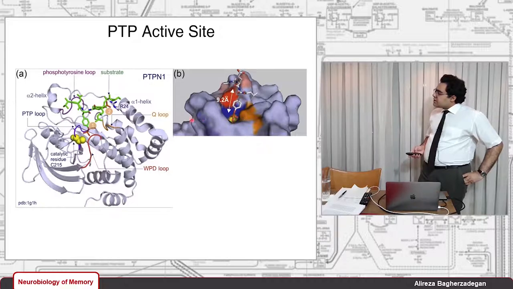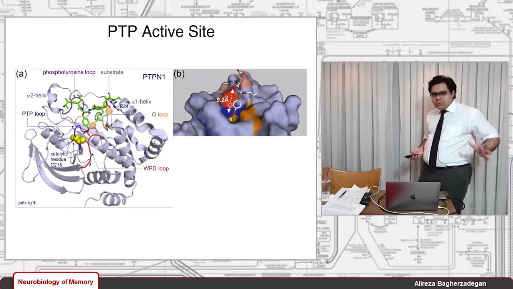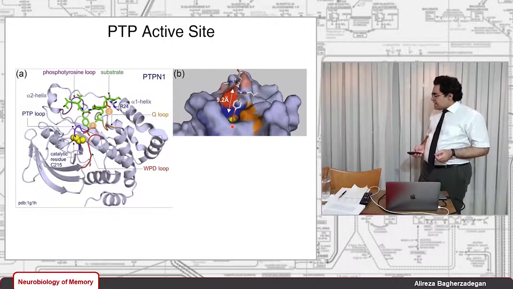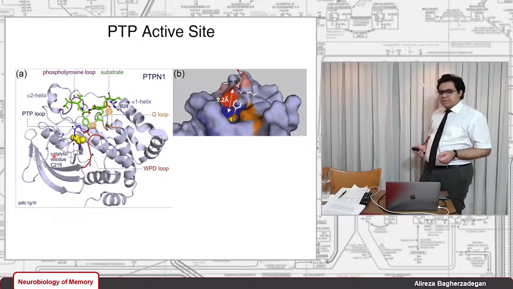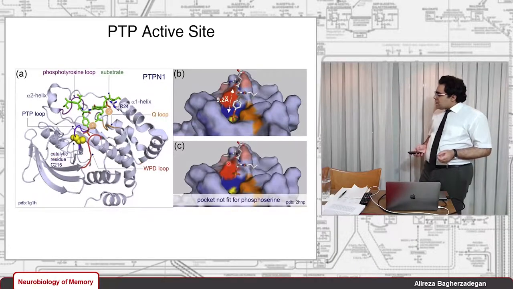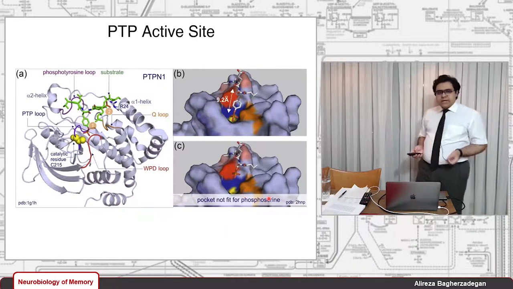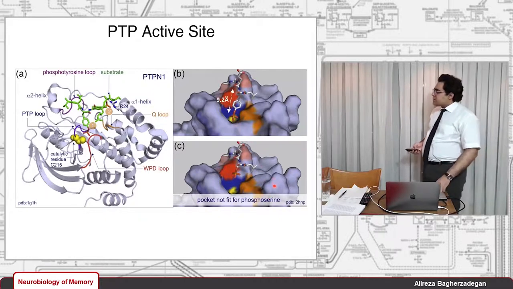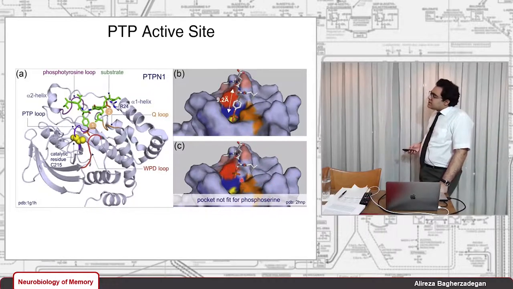And in this area we have the catalytic residue, cysteine 215. You can see that the depth of this catalytic pocket is around 9.2 to 10 angstroms. And it is deep enough so that the substrate tyrosine can actually contact this catalytic residue, the cysteine. But here we have a phosphoserine. This is a tyrosine, but here we have a phosphoserine, and you can see that the catalytic pocket is too deep for the phosphoserine.